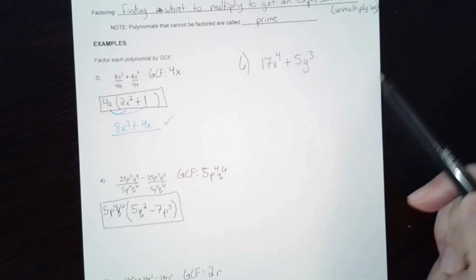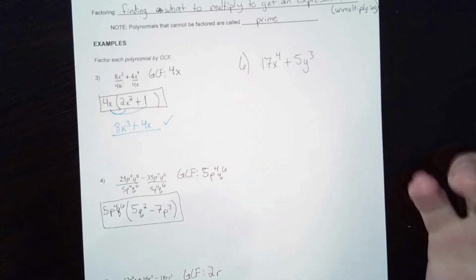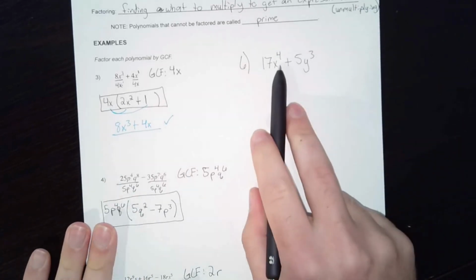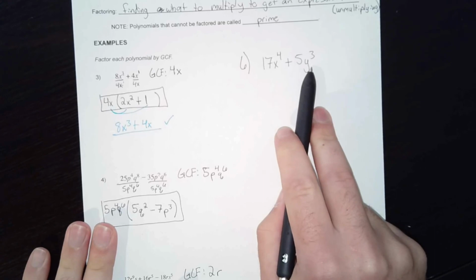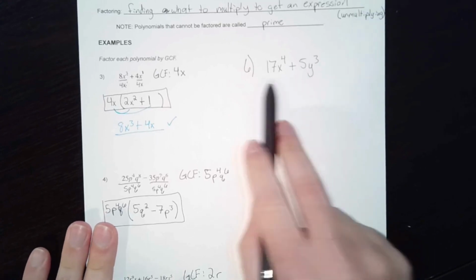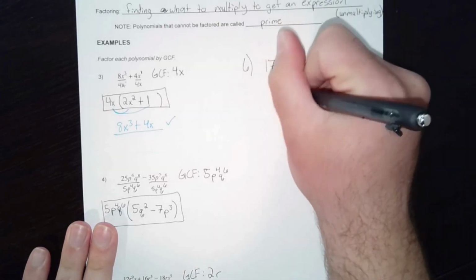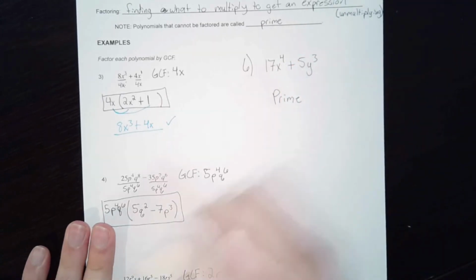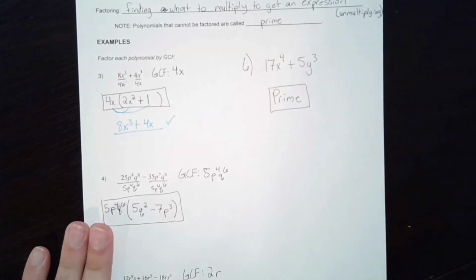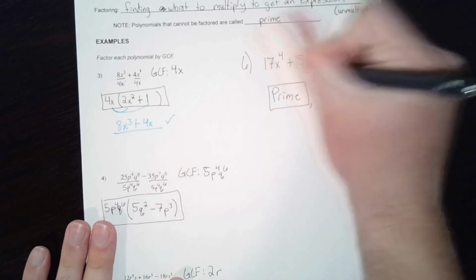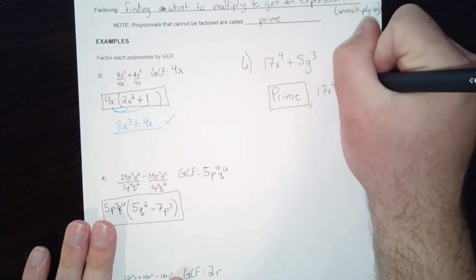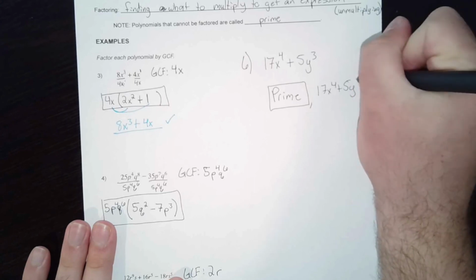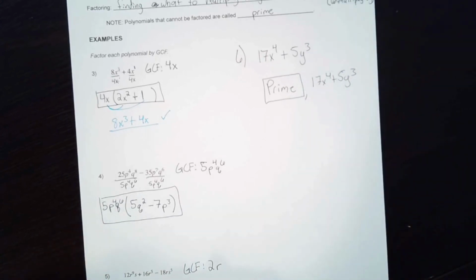If 1 is the only thing you can pull out, there's no need to do it because it's going to stay the same. As far as my variables, I have x's here and y's here. They're just not going to work. So there's no way to get anything out of this. So we're just going to simply say that it is prime. All right, and that ends up being your answer then, is prime. The other option is you could just list out what you have from the start if you want to write it that way.